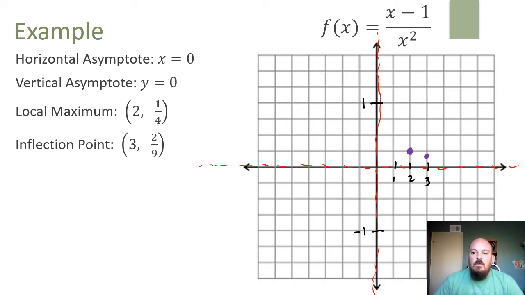Now, 2 is my local maximum, (2, 1/4). That means from that point, it's turning down in both directions. It's turning down to get to this point, and it's turning down towards the asymptote. So I'm going to blend into the asymptote here and basically go down towards negative infinity.